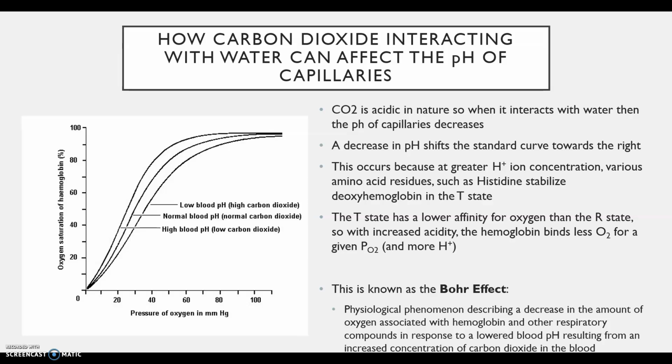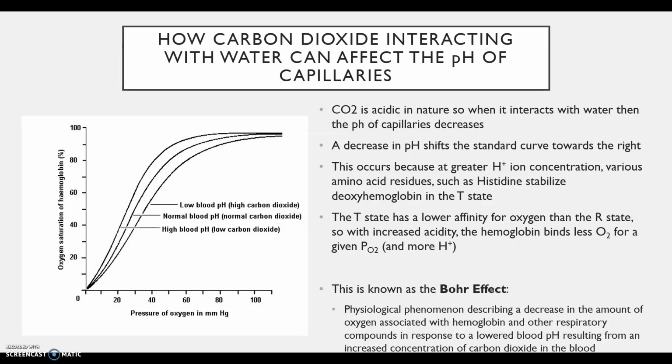This occurs because at greater hydrogen ion concentrations, various amino acid residues, such as histidine, are going to stabilize the deoxyhemoglobin in the T state, and that T state has a lower affinity for oxygen than the R state. So with the increased acidity, the hemoglobin is going to bind less oxygen for a given PO2, and that's due to more of the hydrogen ion. Overall, this is known as the Bohr effect.